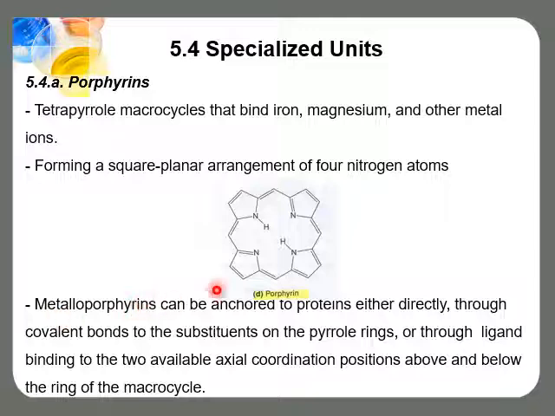The metalloproteins can be anchored to proteins either directly or through covalent bonds to the substituent on the pyrrole ring in the porphyrin, or through ligands binding to the 2 available axial coordination positions above and below the ring of the macrocycle. And due to the chelate effect of porphyrin, the metals in the porphyrin center are thermodynamically stable.